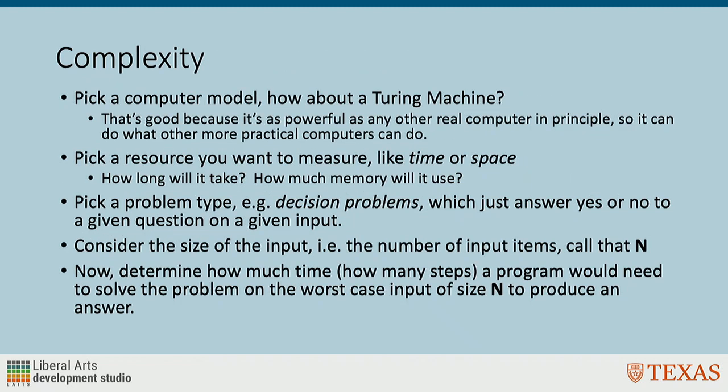So how do people try to characterize hardness of problems? Well, first they pick a model of a computer, say a Turing machine, okay? Then they pick a resource they want to measure, say time, maybe space, if you want to see if it's going to run out of space. Then you pick a problem type. Decision problems are popular because they're simple and we can see what's going on with them, so they answer yes or no. And then what we do is we consider the size of the input. So as an example of not a decision problem, sorting, where you want to sort n numbers, well, n is the size of the input. How many numbers is it, right? And so we're going to have n be the size of the input.